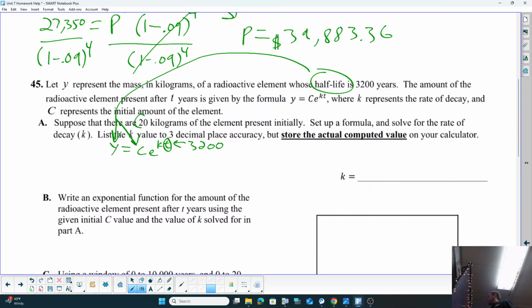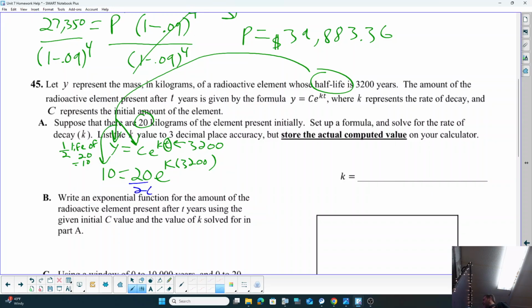Okay, well, let's say we do have an initial of 20, right? e to the k times 3,200. And they want the half-life. So half-life means what? Half of the initial. What's half of 20? Half of 20 is 10, okay? So now we're just going to solve for k.